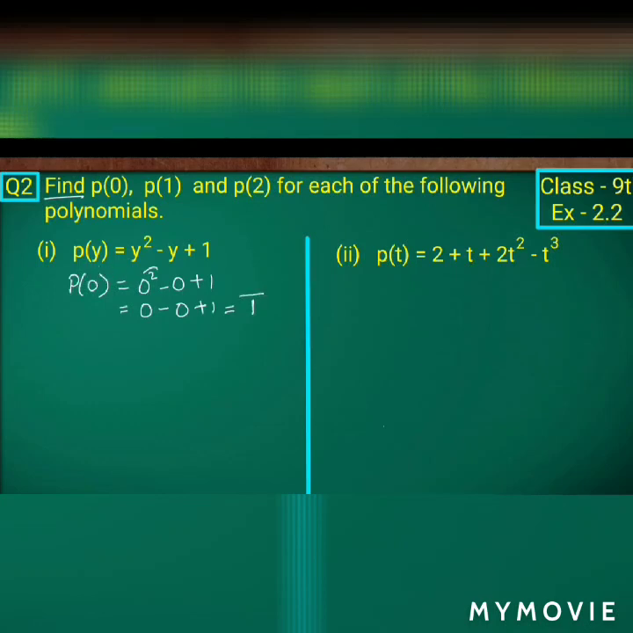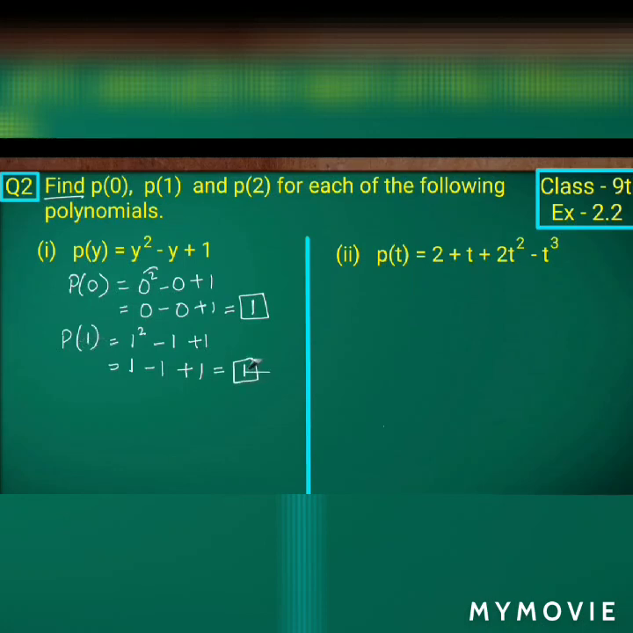For the same equation, now we have to find the value of p of 1, isn't it? In the place of y, I am just going to substitute the value 1. p of 1 is equal to 1 square minus 1 plus 1, isn't it? So 1 square is 1, minus 1 plus 1. If you observe, minus 1 and plus 1 will get cancelled, isn't it? So obviously it will become 0. What else will remain here? Only plus 1, that is plus 1 is the answer for p of 1 for the given polynomial.